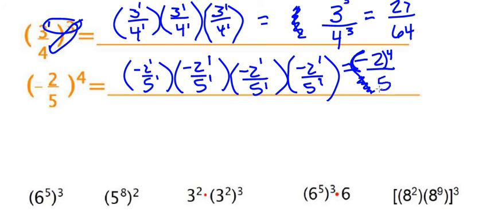And then this is going to be 5 to the 4th. So really, you end up with -2 to the 4th over 5 to the 4th. And that negative could be out front, it could be on the top, but the whole thing is negative. It doesn't specifically belong to the 2 at that point.